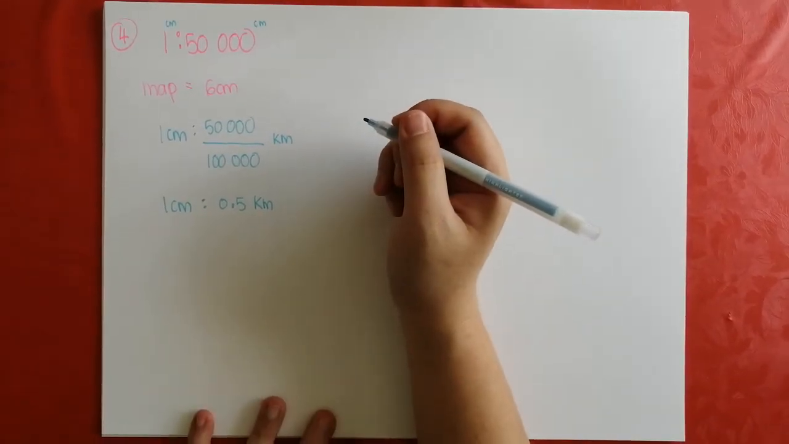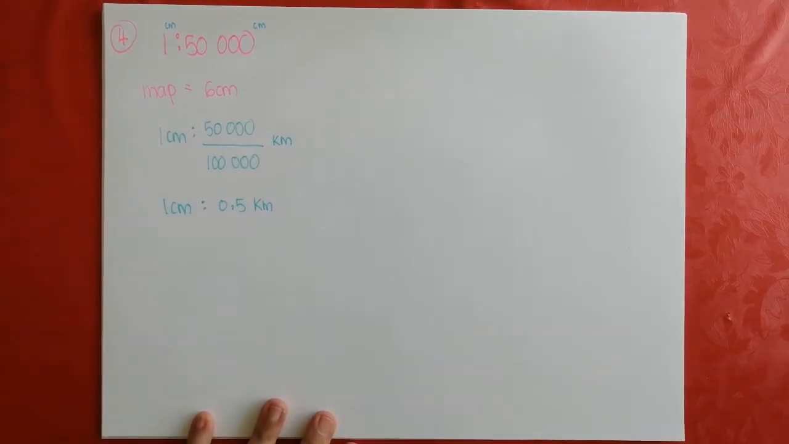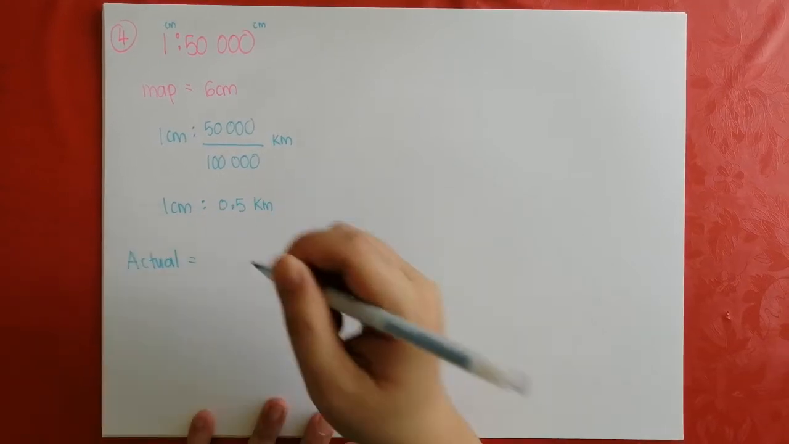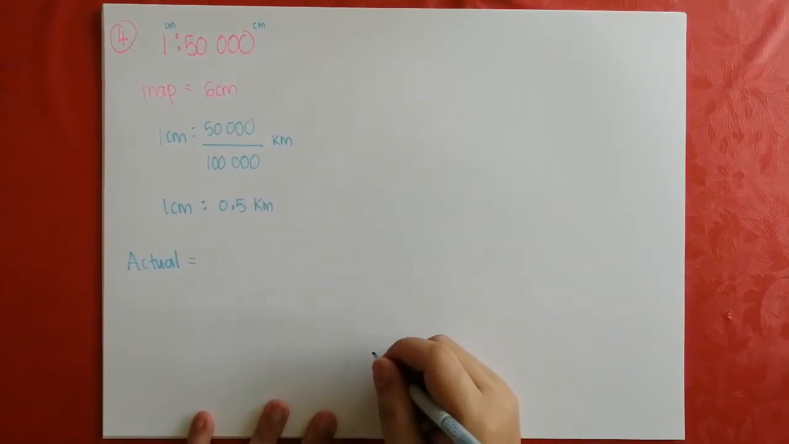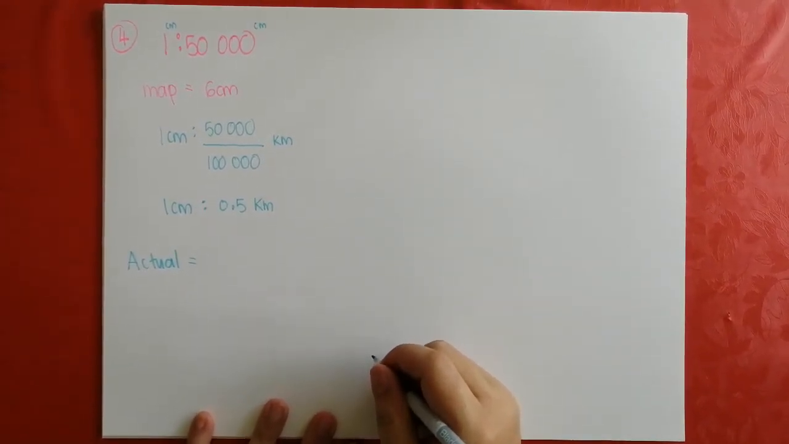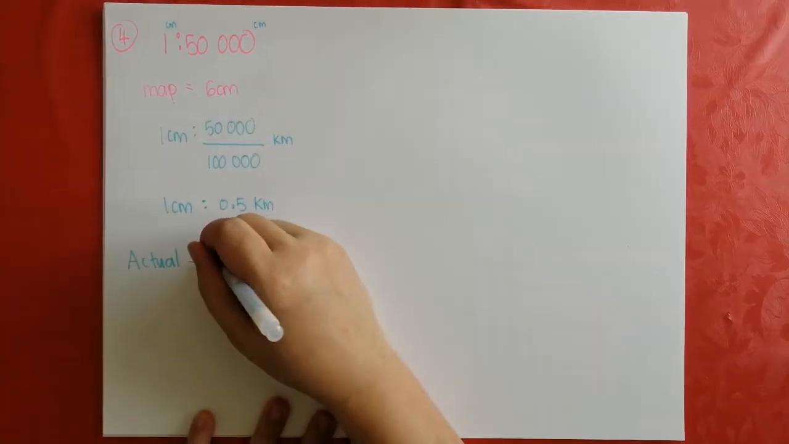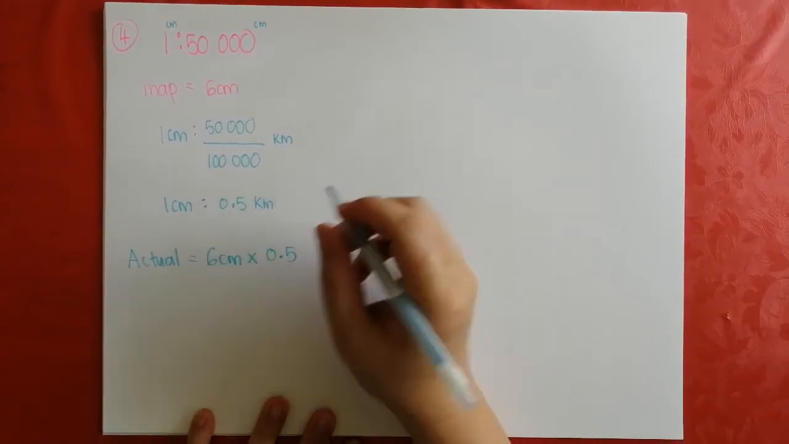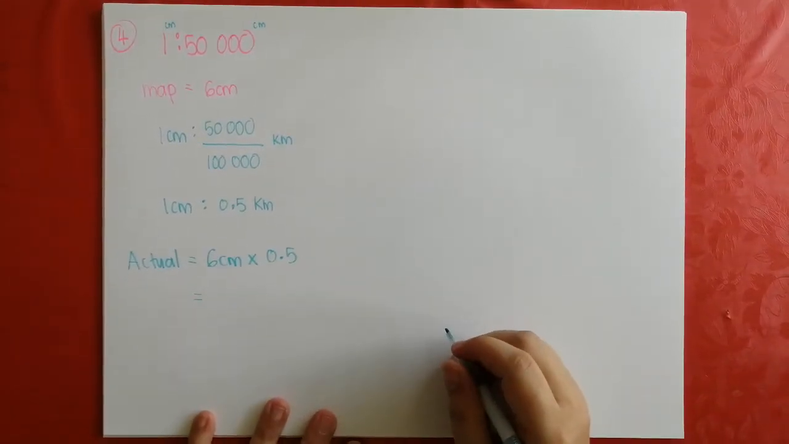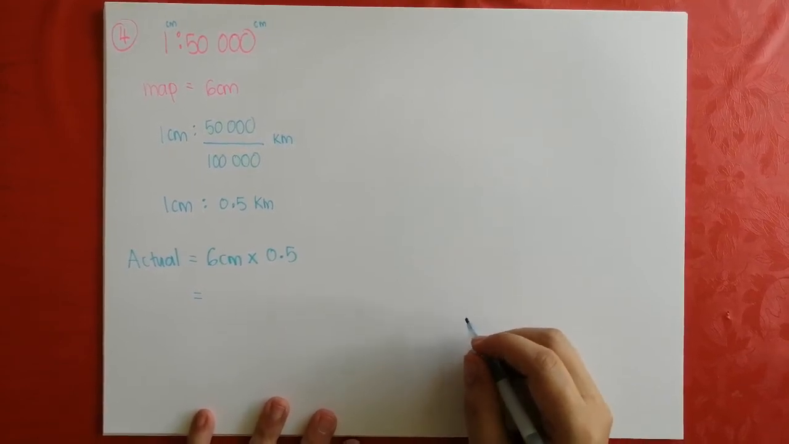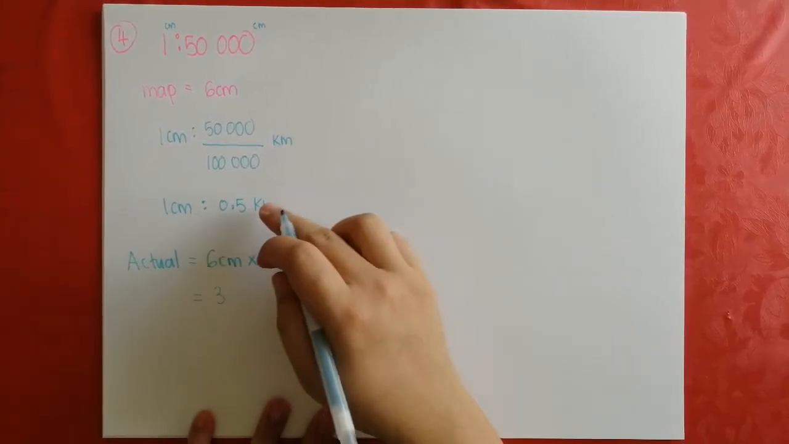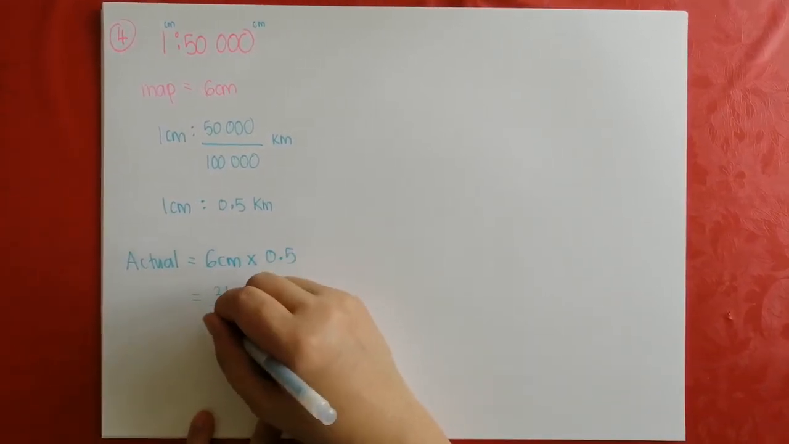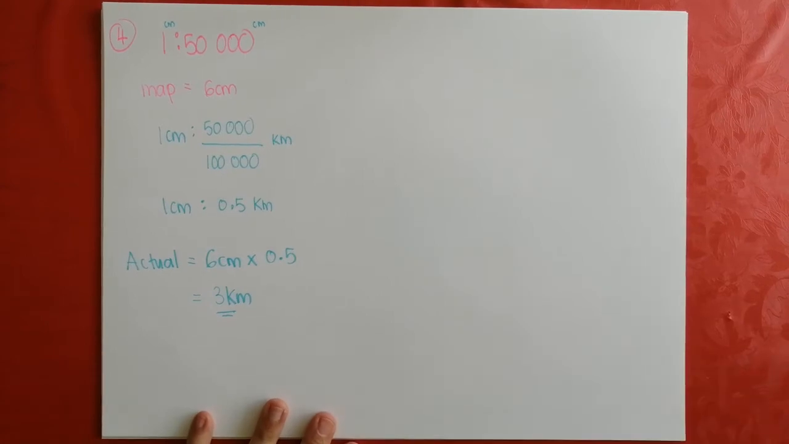The map is 6 cm and you are finding the actual. The actual will be whatever you have on the map multiplied by the scale. So I have 6 cm multiplied by the scale, which is 0.5. Therefore, 6 times 0.5 will give me 3. Since my actual is in kilometer, the unit will follow. So the actual length is 3 kilometer.